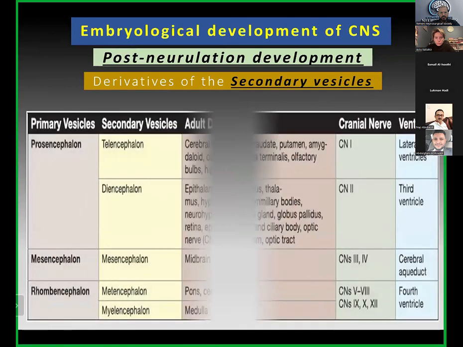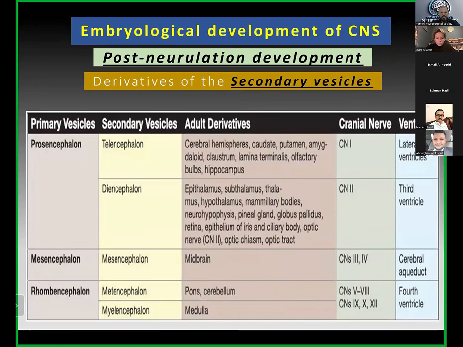This table summarizes the primary and secondary vesicles and their derivatives, and also the cranial nerves and ventricles. For example, the telencephalon will contain inside it the lateral ventricle, which is previously the central cavity of the neural tube. The diencephalon will contain within it the third ventricle. The mesencephalon will contain the cerebral aqueduct. The metencephalon will contain the proximal part of the fourth ventricle, and the myelencephalon will contain the distal part of the fourth ventricle.